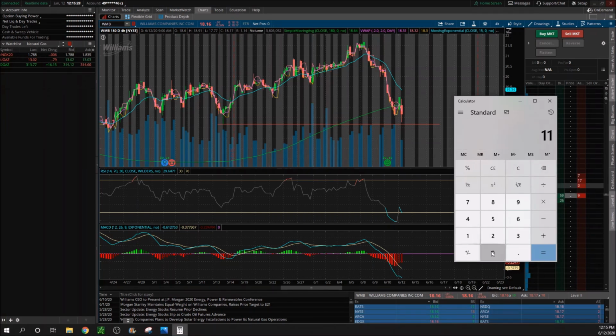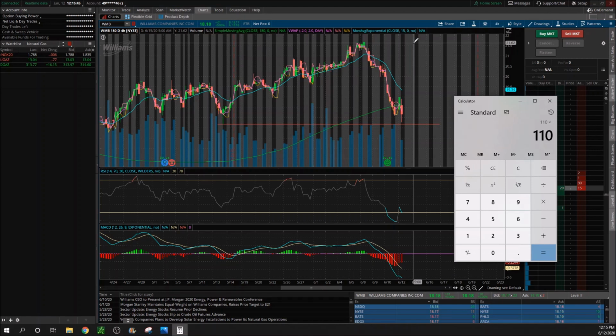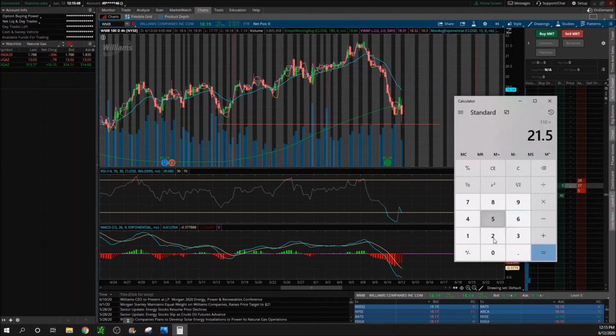So let's do 110 shares times $18.16. So we're at $1,997.60, right? So let's take our 110 shares and we're going to multiply that by, what did we say? $21.50. Okay, so now we take this and we're going to subtract 1997.60, sorry. Okay, so now we've just made $367.40.